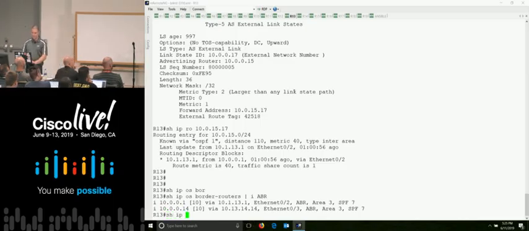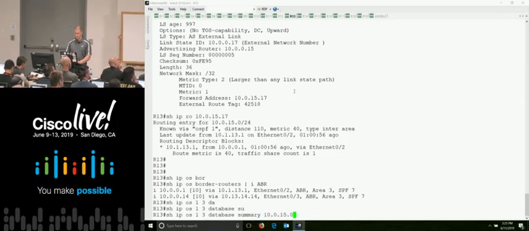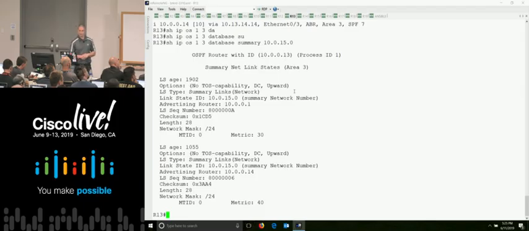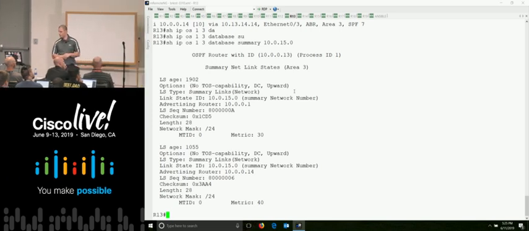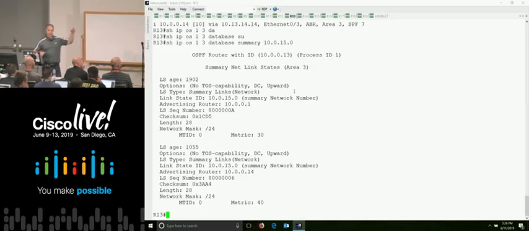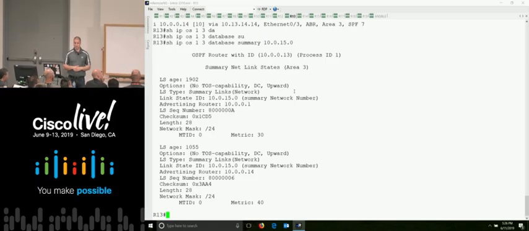What we also need to look at is the summary LSA for that destination. And then we have two entries here. We have one that was advertised by R1 and one that came from R14. It should be obvious which one we choose. The reason I say obvious is we have 10 plus 30 versus 10 plus 40. So I'm going to choose that one.